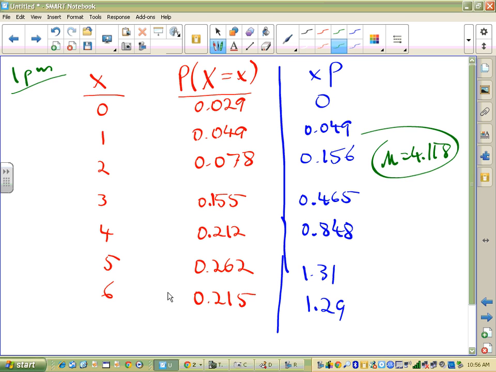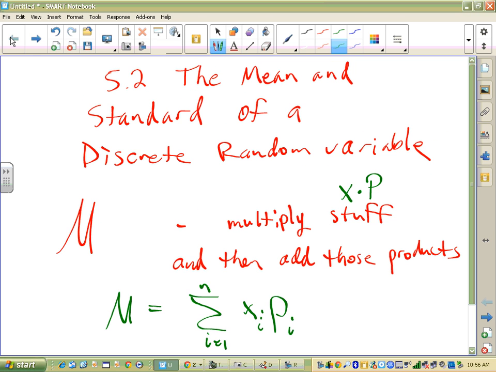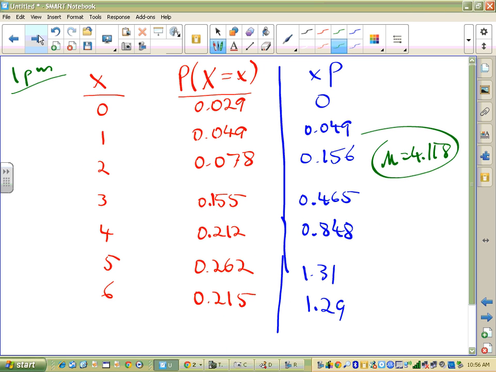The question is, aren't I supposed to divide? In the formula, we said we multiply stuff and add them up. The total of the probabilities should equal 1, right? So we would be dividing by the total. We'd be dividing by 1, which doesn't change it, so we don't have to divide. No need to divide. That's it.